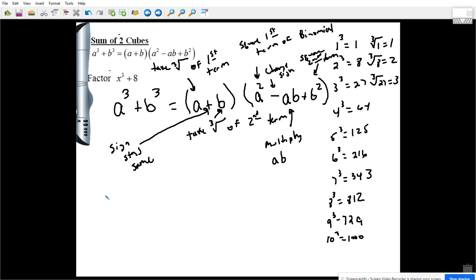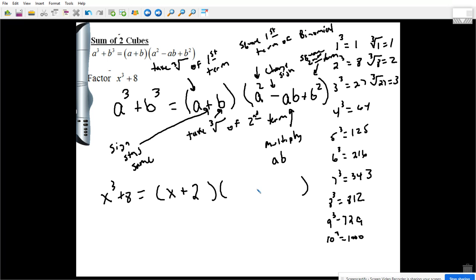So in the given example, I've got x cubed plus 8. This is going to factor to a binomial times a trinomial. How do I get the first term? I take the cube root of the first term. The cube root of x cubed is just x. So take the cube root of the first term. There it is. I keep the same sign, so plus. What's the cube root of 8? The cube root of 8 over here is 2.